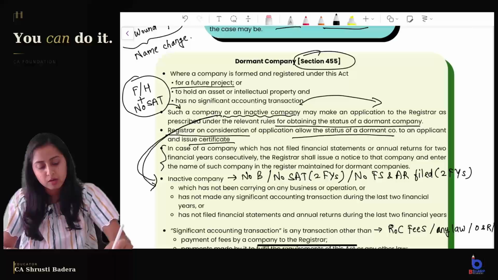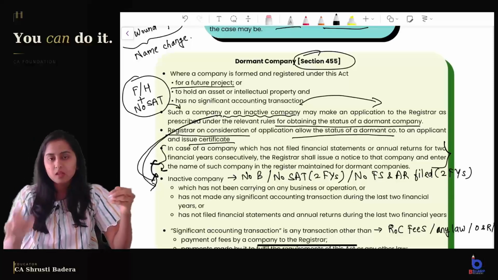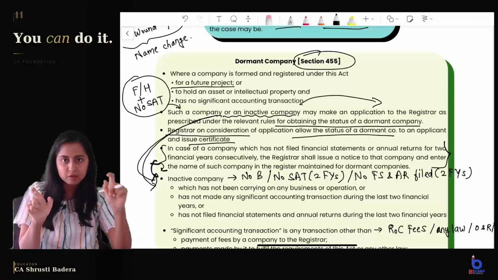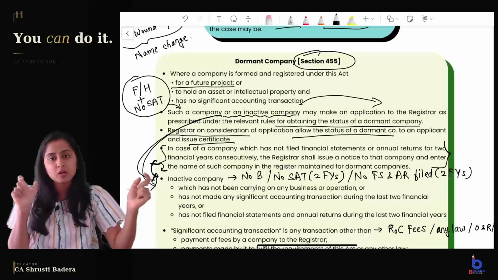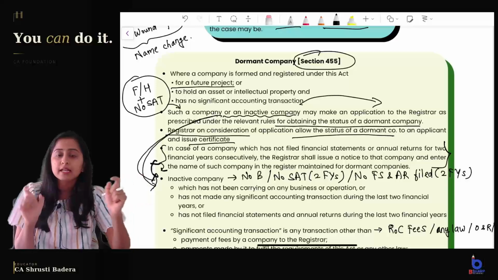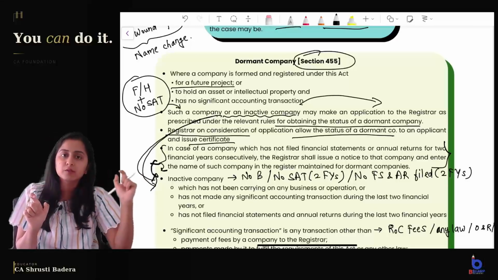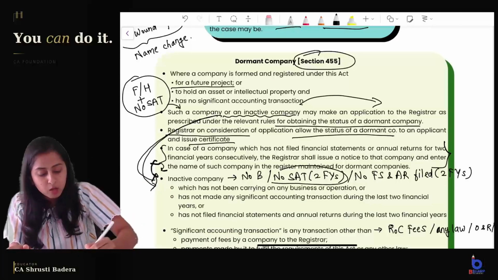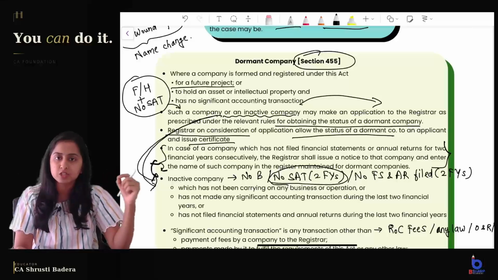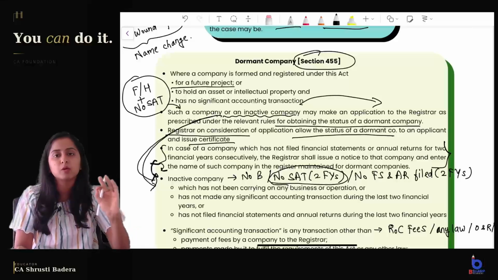You can skip this point, it is not that important, because it is more or less covered in the inactive company. What is an inactive company? No business or no significant accounting transaction for 2 financial years, or no financial statements and annual returns filed for 2 financial years. That is, it does not have any business or operation, or it has not filed annual statements, financial statements and annual returns for the consecutive 2 financial years, last 2 financial years, or it has no significant accounting transaction during the last 2 financial years. Such a company will be called an inactive company. If any one of these three is true, it will be called an inactive company.